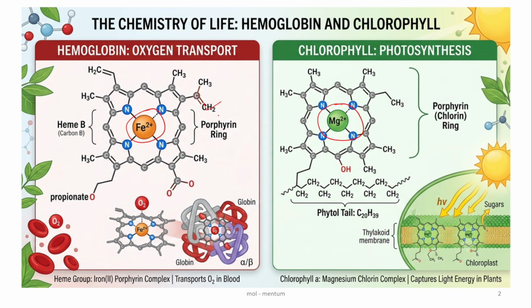What is one major difference that we see in hemoglobin and chlorophyll? So in hemoglobin, we have iron as the central metal, whereas in chlorophyll, we have magnesium as the central atom. Exactly. That single swap of metal ion changes everything.